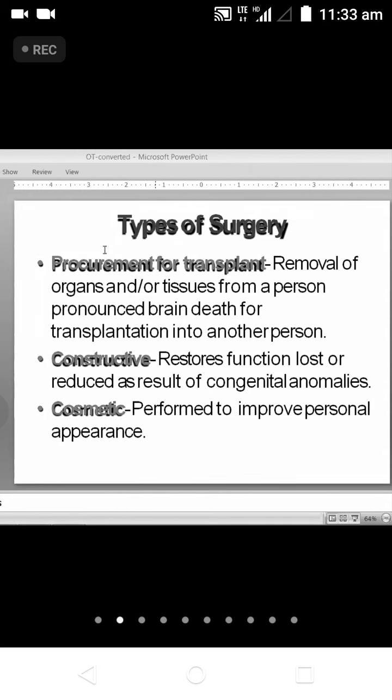So procurement for transplant means removal of organs or tissues from a person who is considered or diagnosed as brain dead, for transplantation into another person. This is called procurement for transplant surgery. When a patient comes with brain death, they will be taking the organs for transplantation. For this, usually the person who is brain dead will have signed an agreement beforehand. Even now you can give an organ donation signature.